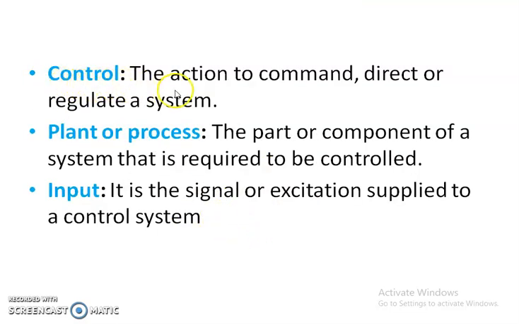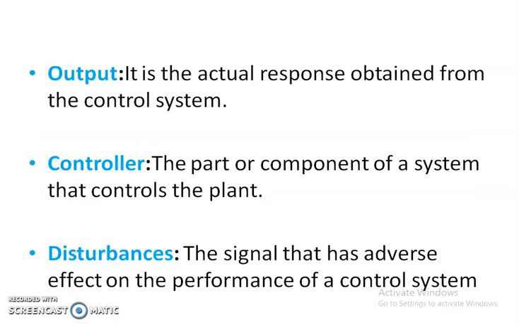Next is control. The action to command, direct or regulate the system. Next, plant or process. The part or components of a system that is required to be controlled is known as plant or process. Next term is input. It is the signal or excitation supplied to a control system. Next, output. It is the actual response obtained from the control system.